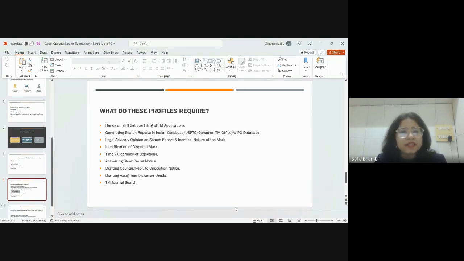Then legal advisory opinion on search report and identical nature of the mark. You should know how to identify a disputed mark. You should know how to clear objections which are put by the registry on your particular file within a stipulated time frame. You should know how to answer a show cause notice and appear to clear the show cause notice too. You should know the drafting of counter and replies to opposition notice. You should know drafting assignments and license agreements or deeds. And you should know how to do a TM journal search.